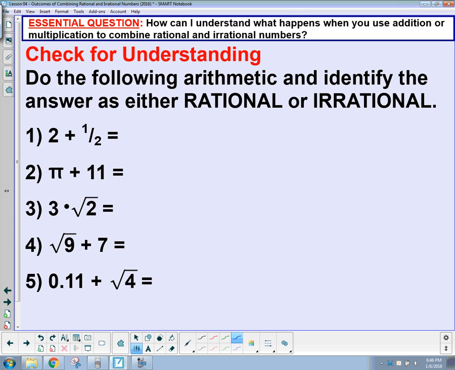So, for example, try these out. Okay? So pause the video. You got 1 through 5 here, and see if you can't work them out.